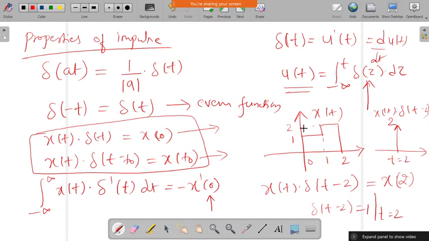Like this, any signal multiplied with this impulse function will give the corresponding value at the specified time. In these types of problems, basic operations like multiplying with the impulse function and finding out the value of the expression will be asked with respect to the unit impulse function. Is it understood? Any doubt in this? Anybody, any doubt?